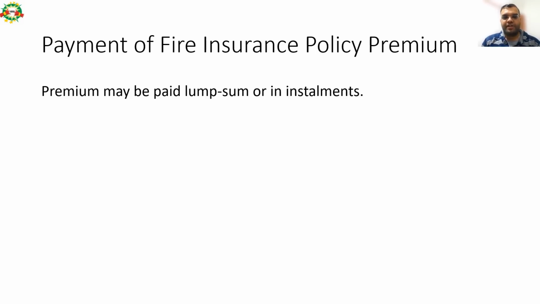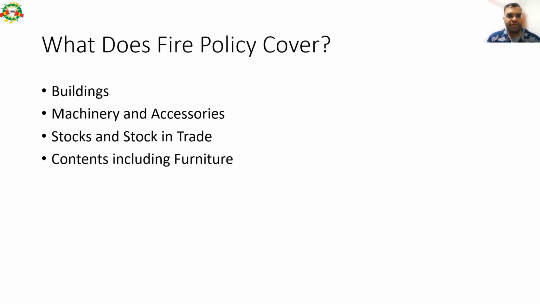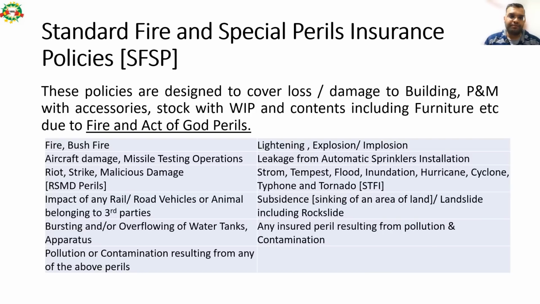Payment of fire insurance policy: I can make payments in lump sum, upfront, annual premium can be paid, or in installments, monthly, quarterly, half yearly. What does a fire policy cover? It covers buildings, machineries, accessories, stock in trade, and contents including furniture.